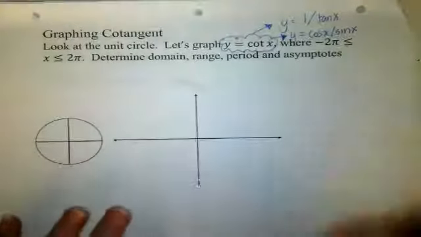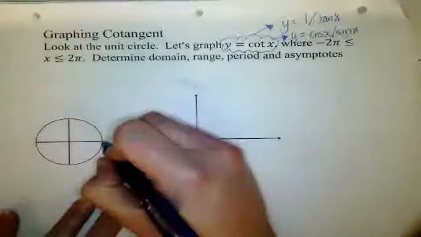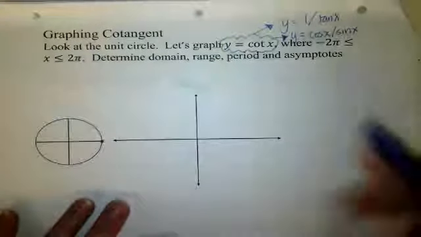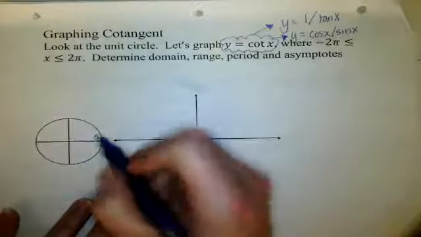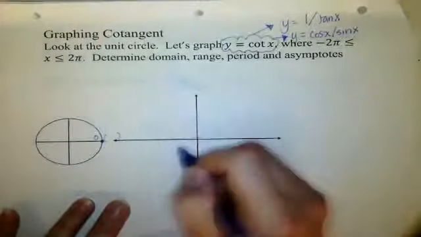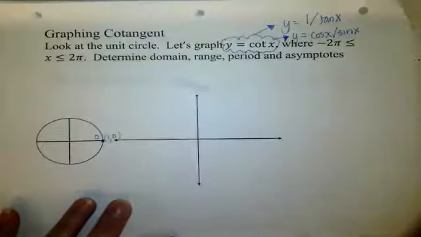So let's go back to our unit circle. I don't think I'm going to do the XY chart, but let's just start at 0 radians. At 0 radians, which is our x-axis here, we have the ordered pair 1, 0. How do we find the cotangent at 0?